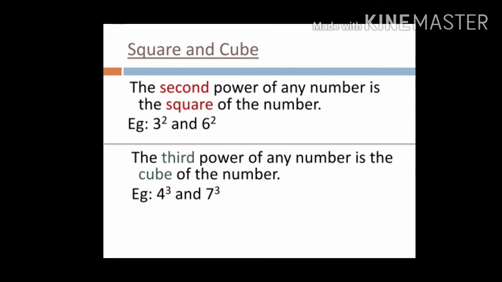Now we will know about square and cube. The second power of any number is the square of the number. Example: 3 square and 6 square. Cube: the third power of any number is the cube of the number. Example: 4 cube and 7 cube.